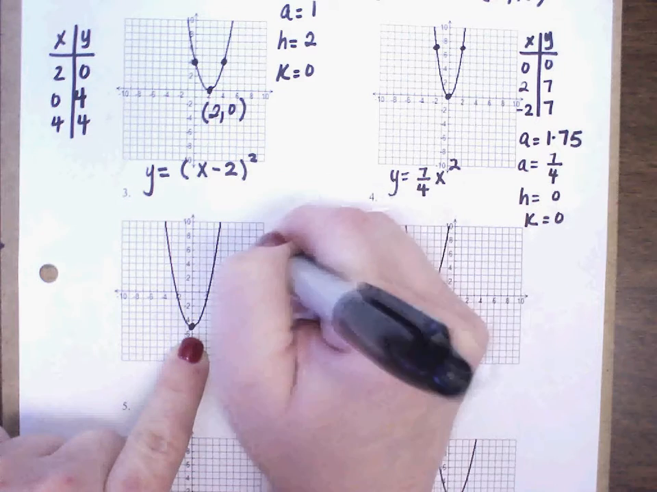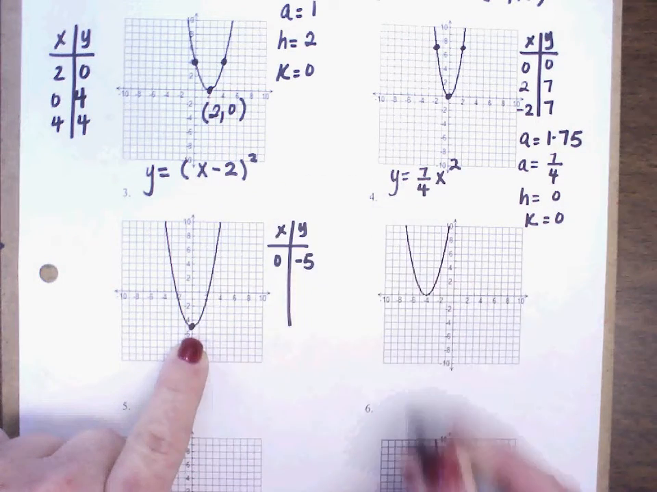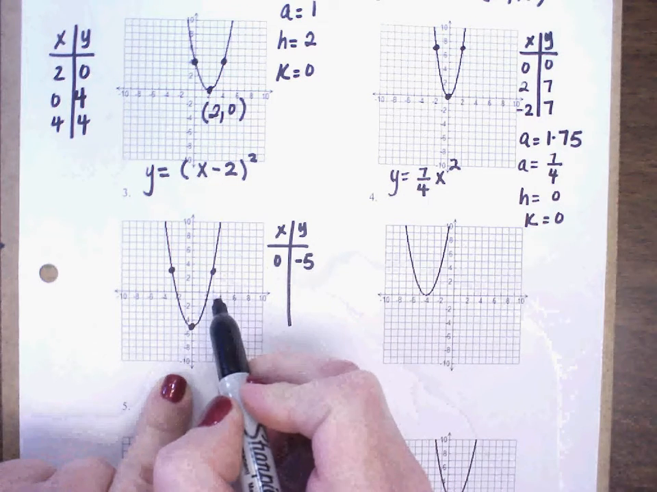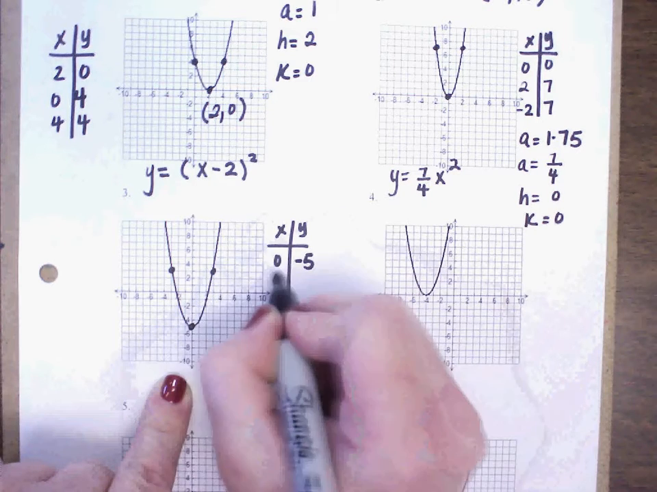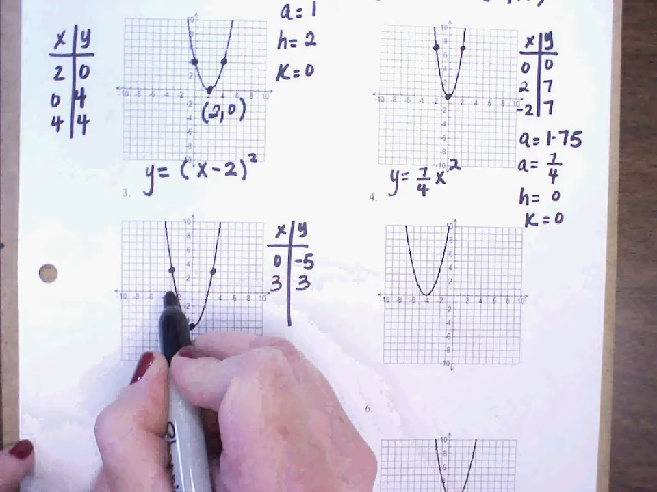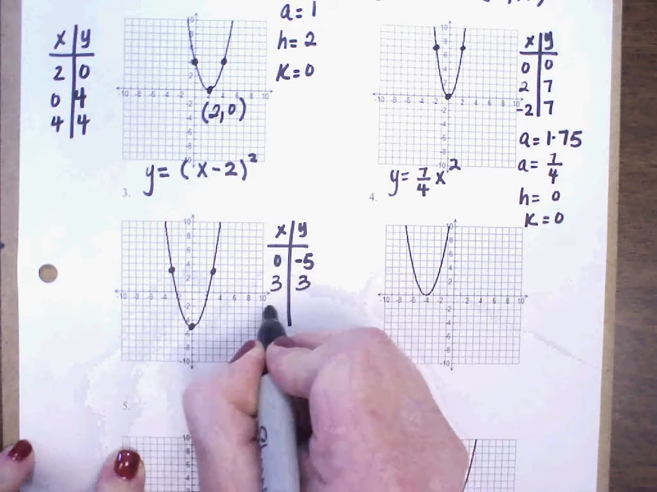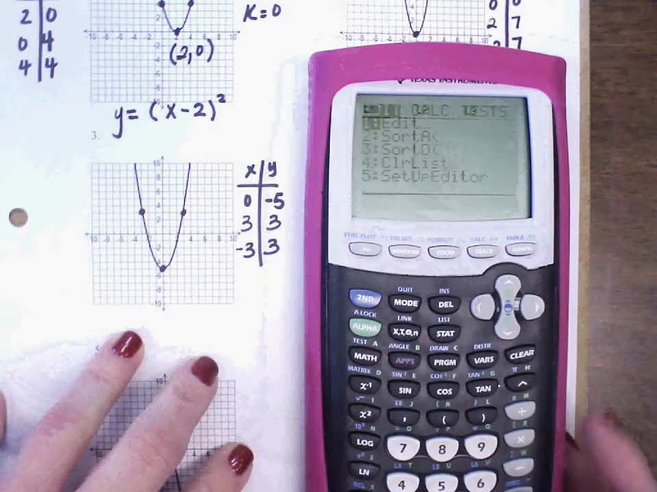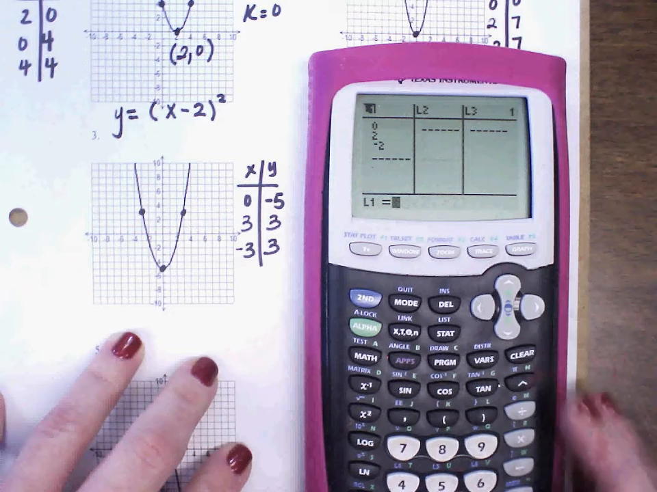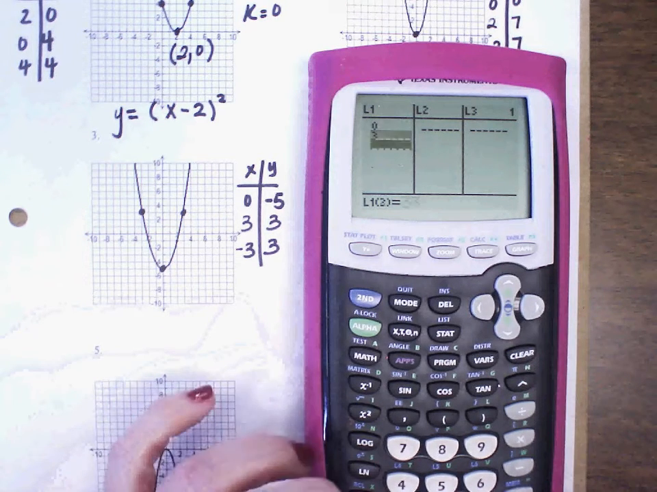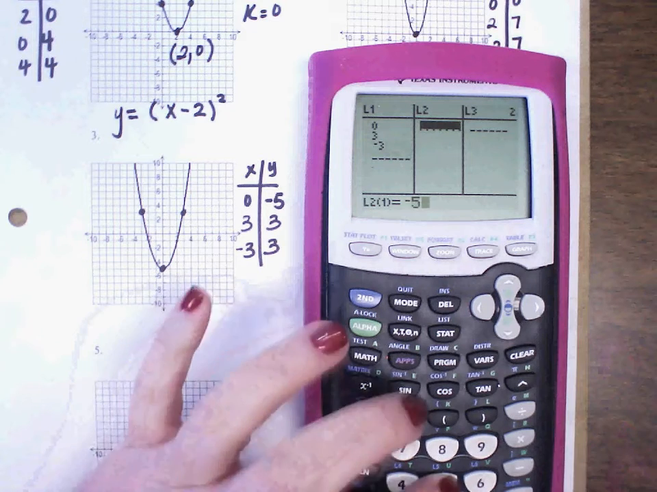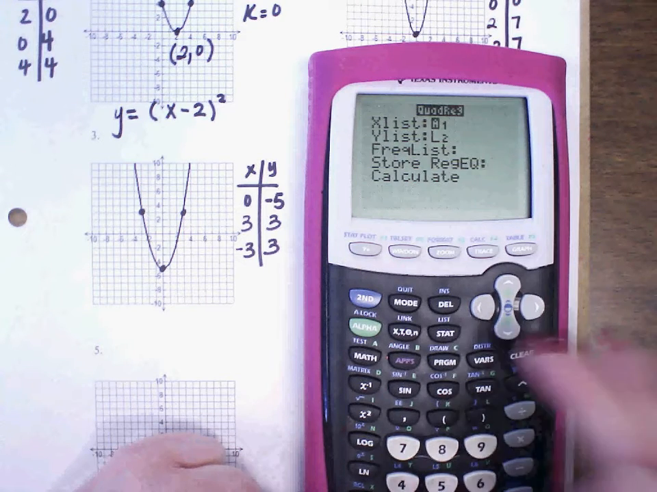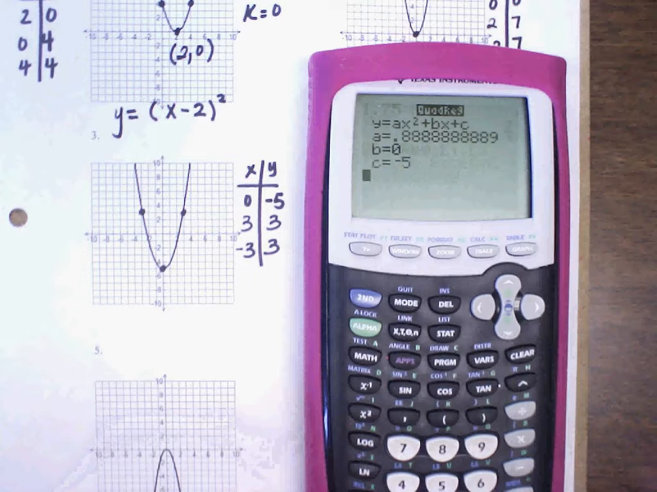Alright, what's my vertex? 0, not 5. Negative 5. 0 and negative 5. Let's pick 2 points that we can clearly read. The 2 that I picked were what? 3, 3 and negative 3, 3. Alright, let's do a quadratic regression. So 0, 3, and negative 3. Negative 5, 3, and 3.